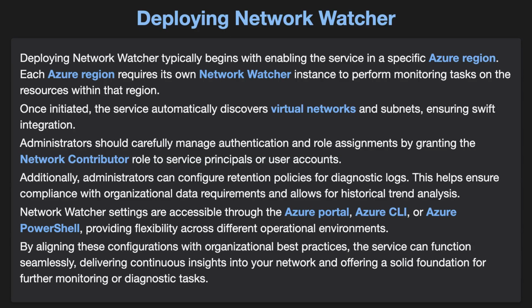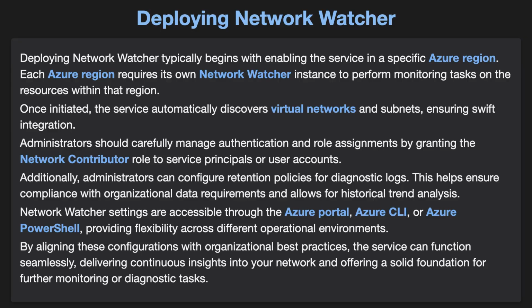Deploying Network Watcher typically begins with enabling the service in a specific Azure region. Each Azure region requires its own Network Watcher instance to perform monitoring tasks on the resources within that region. Once initiated, the service automatically discovers virtual networks and subnets, ensuring swift integration. Administrators should carefully manage authentication and role assignments by granting the network contributor role to service principals or user accounts. Additionally, administrators can configure retention policies for diagnostic logs. This helps ensure compliance with organizational data requirements and allows for historical trend analysis.